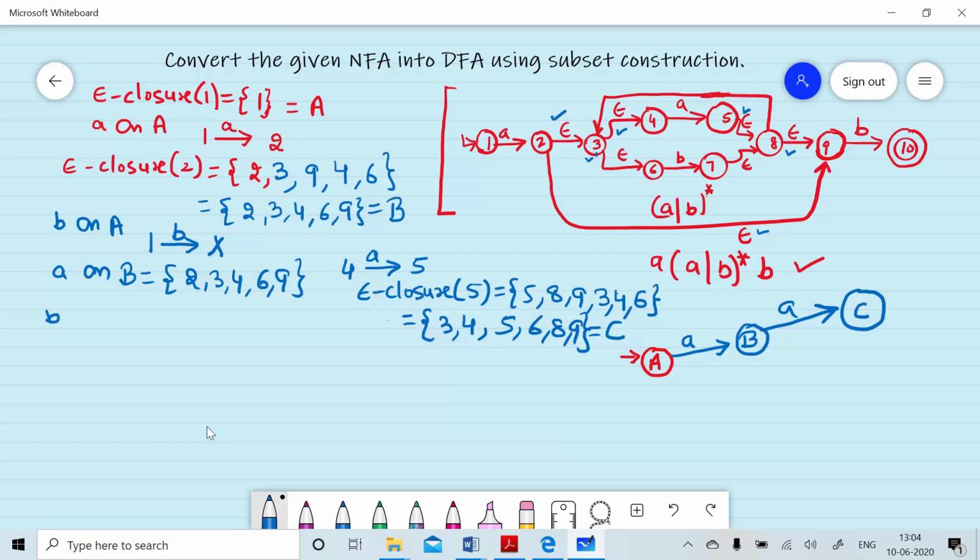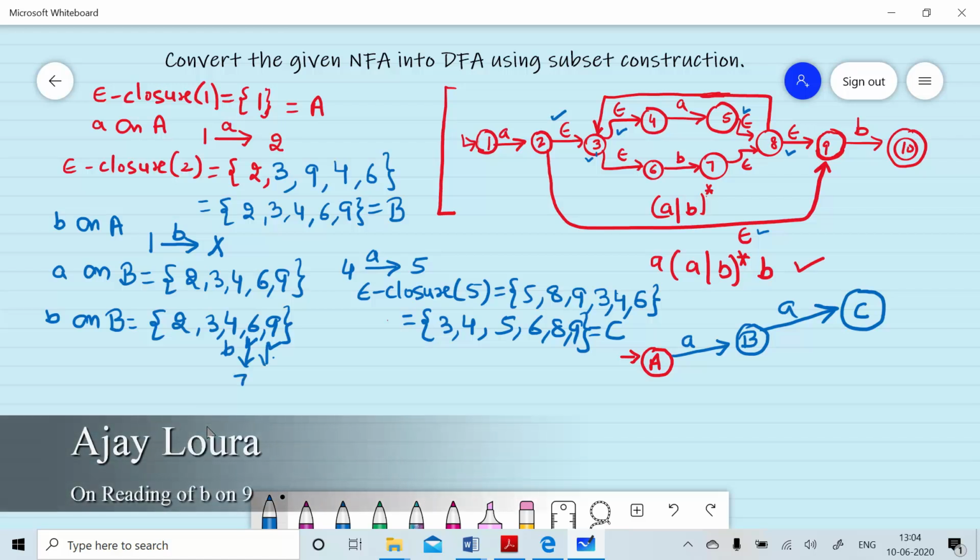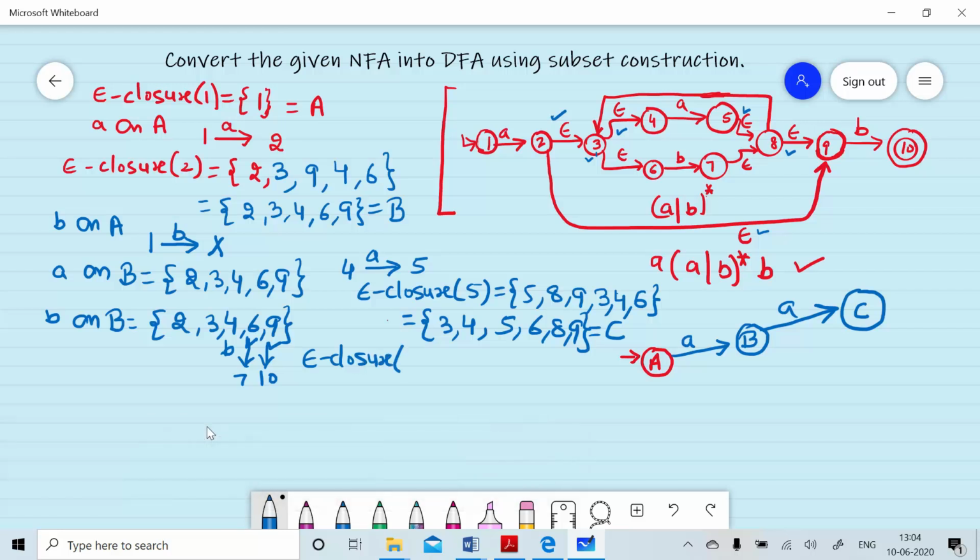Now we will discuss B on B. So B is a set that includes 2, 3, 4, 6, 9. We can read B on 6 as well as on 9. On reading of B on 6, we are moving to state 7, and on reading of B on 9, we are moving to state number 10. So now we will find out sigma closure of 7 and 10, and it includes 7 and 10, and null transitions from 7 and 10.